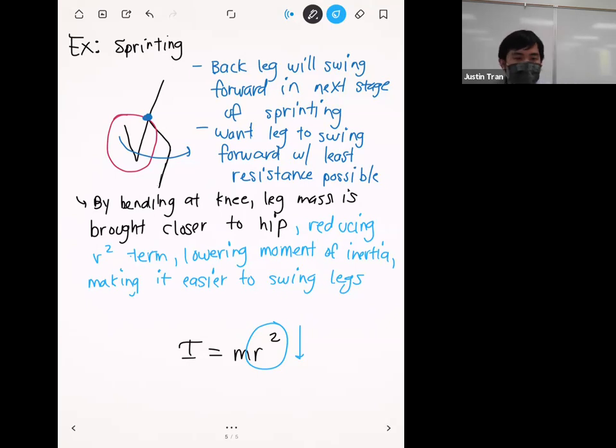This is something that the body naturally does on its own, but you can also utilize this information to optimize sport performance too. I never did track in high school, and I didn't really fully appreciate it until kind of recently when I was preparing for this class.